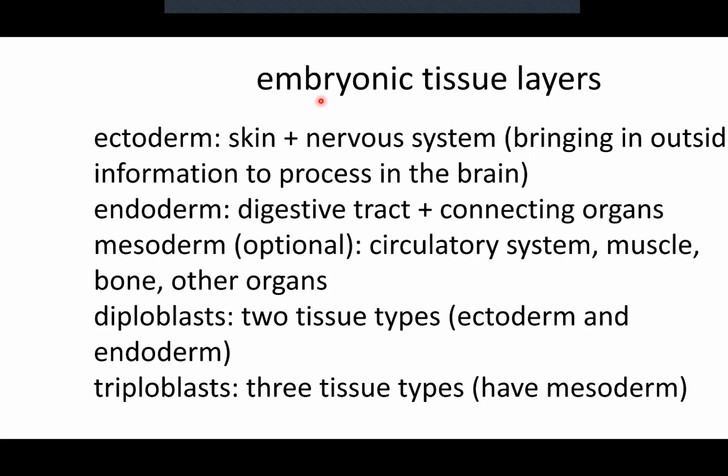With embryonic tissue layers, we talked about diploblasts and triploblasts. Diploblasts have an ectoderm, which derives the skin and the nervous system. They have an endoderm, which derives the digestive tract and connecting organs. And then triploblasts have an extra layer, which is the mesoderm, which derives the circulatory system, muscle, bone, and other organs.